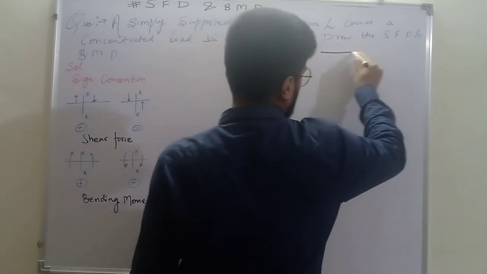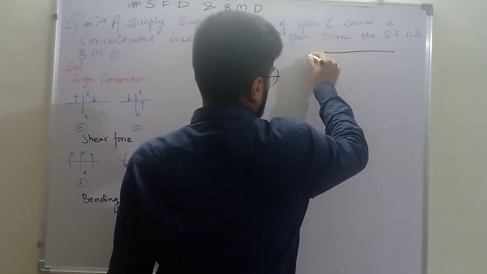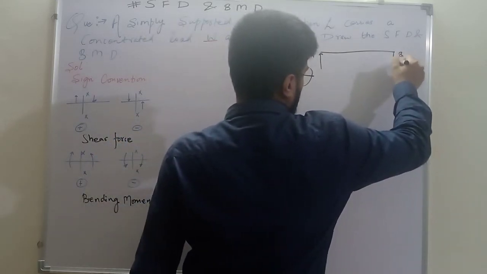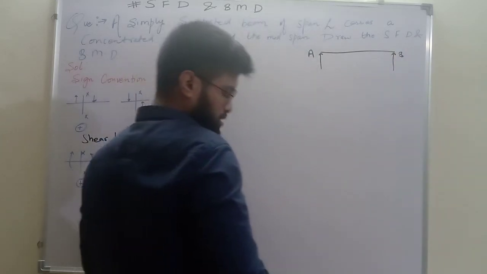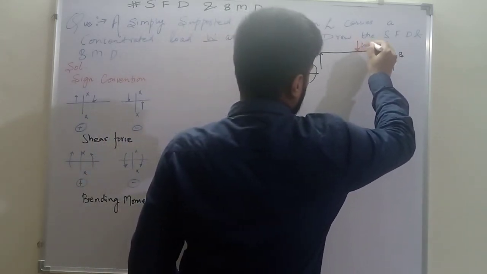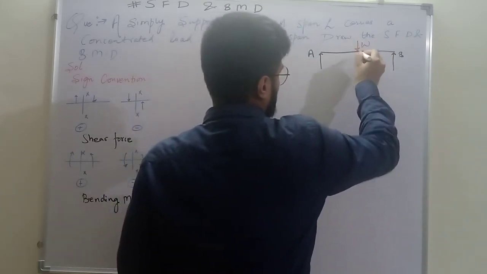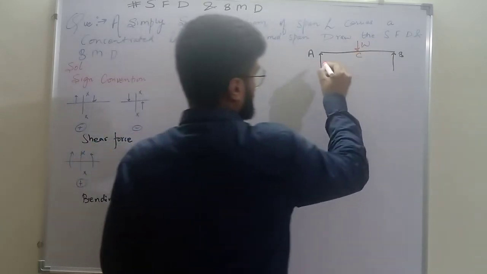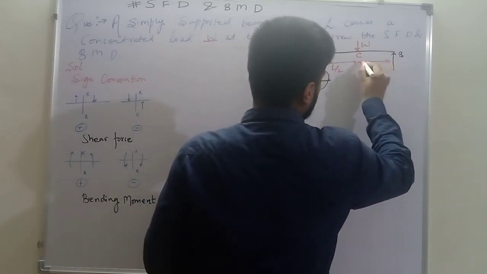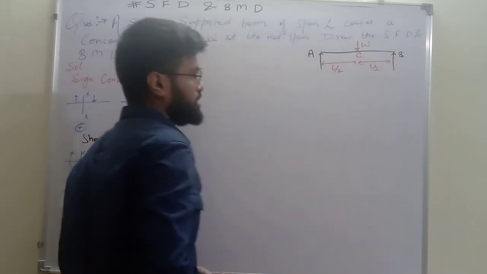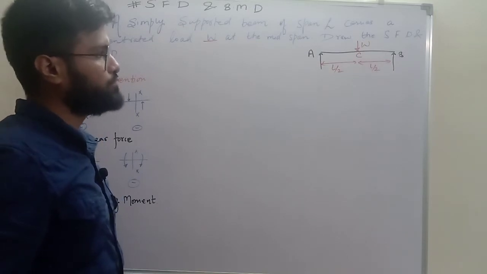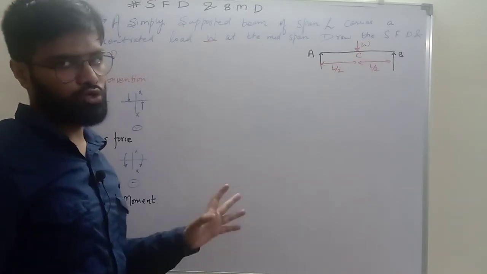We have a beam supported at point A and point B, and we have a concentrated load W which is acting at the center, mid-span C. The total length of the beam is L, so AC will be L by 2 and CB will be L by 2. So this is the figure, and for this simply supported beam we have to draw the shear force diagram and the bending moment diagram.